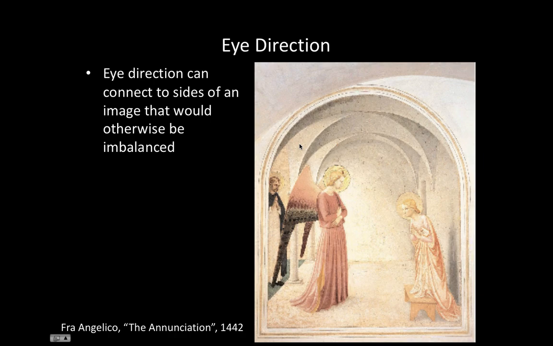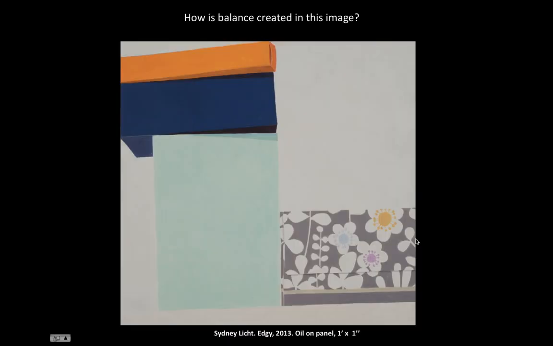Eye direction, and this is something you can do with photos if you want to stage people in your house, if they're willing to do it. Eye direction can connect sides of an image that would otherwise be imbalanced. This side on the left has a lot more things going on than this side, but because the angel is looking at Mary, after we look here, our eyes look at each side equally.